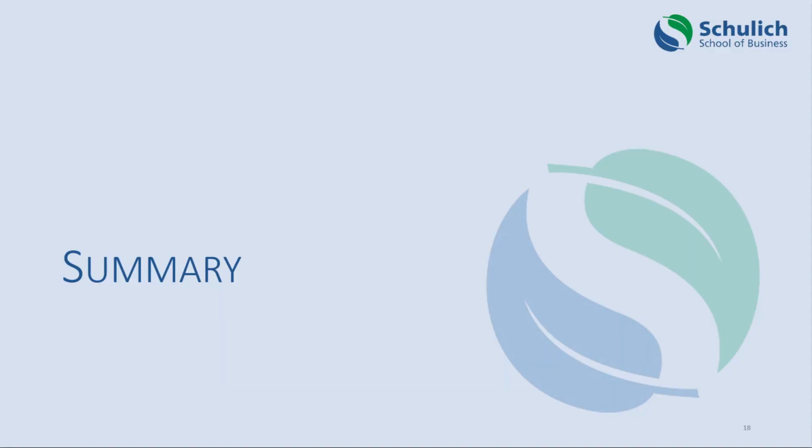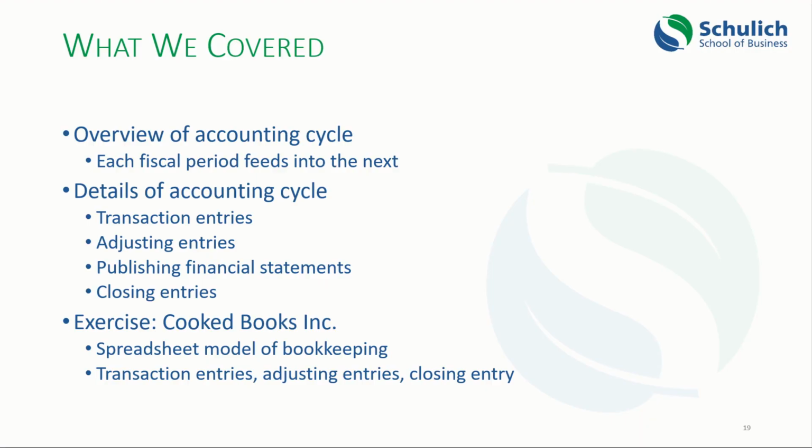Let's review what we've covered in this lesson. We've gone over the accounting cycle both at a high level and in detail. We've learned the difference between transaction entries, adjusting entries, and closing entries. And we've seen how the accounting cycle positions everything so that the financial statements can be published just before the closing entry is done, which wraps things up and clears the slate for the next financial period. We've also had a quick look at the cookbook's bookkeeping exercise. I hope you find it useful.